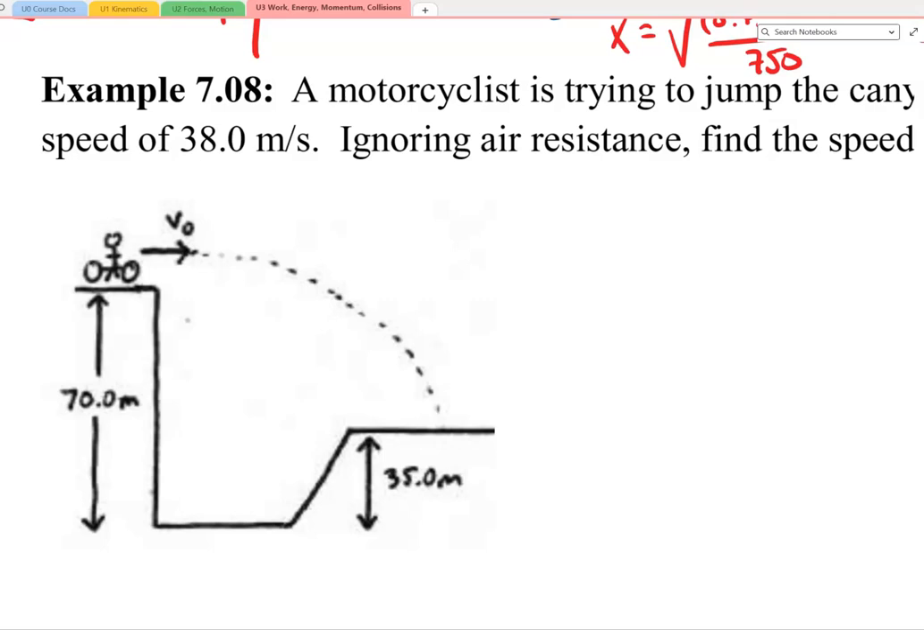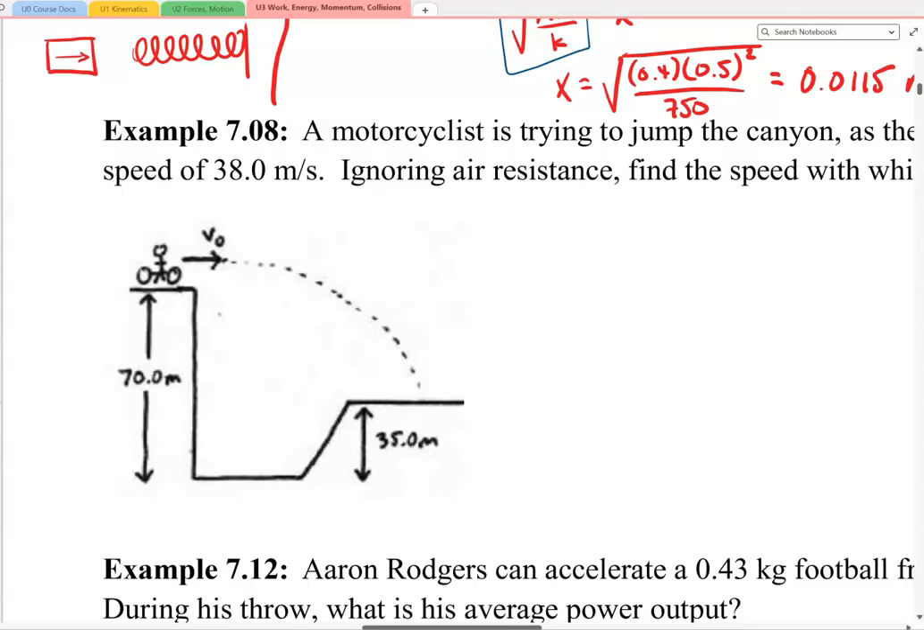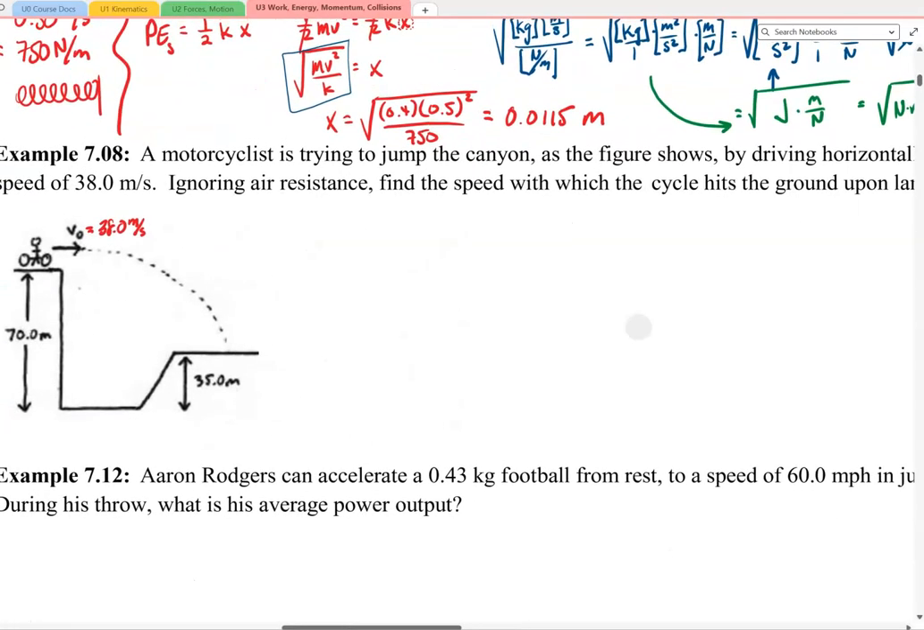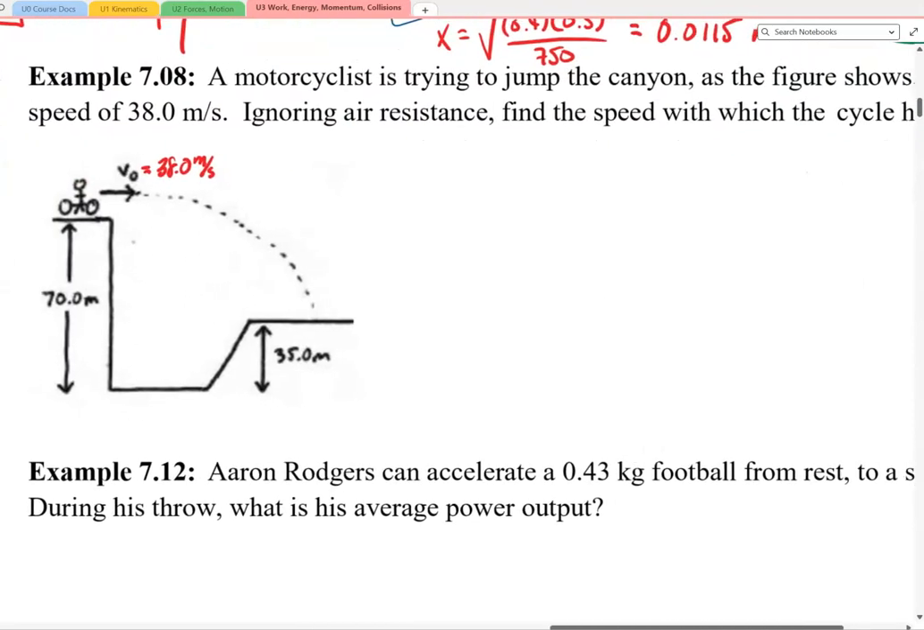In this video, I wanted to discuss the motorcycle example from our physics notes this week. We have a motorcyclist that's trying to jump a canyon, as shown in the diagram here. The motorcyclist is traveling with an initial velocity of 38.0 meters per second. And if we ignore air resistance, we'd like to find the speed with which the motorcycle hits the ground upon landing.